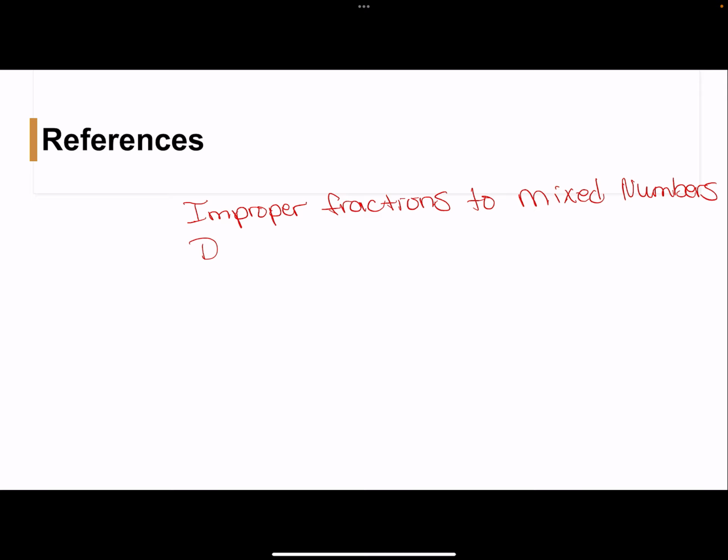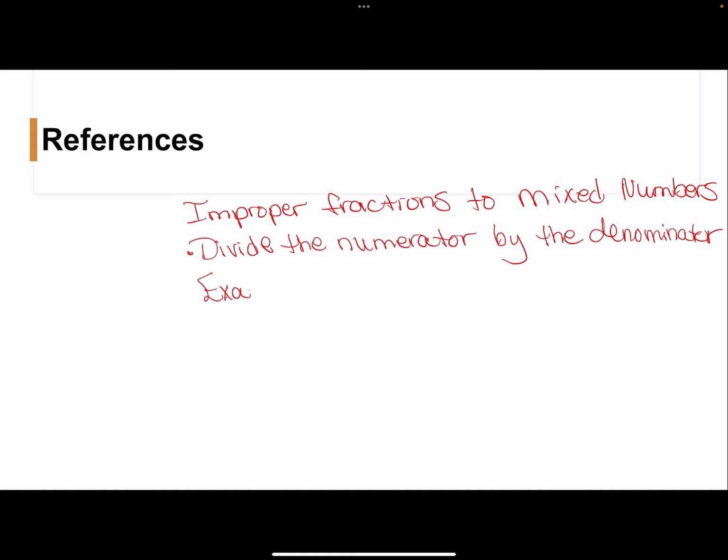To do that, you're going to divide, and this is what you should write in your notes, that you're going to divide the numerator by the denominator. And in example 5, and I'm sorry my handwriting is not great here, I ask you to convert 5/3 to a mixed number. So we're going to divide that out. It is 5 divided by 3. The numerator is inside the division symbol, 3 is on the outside.